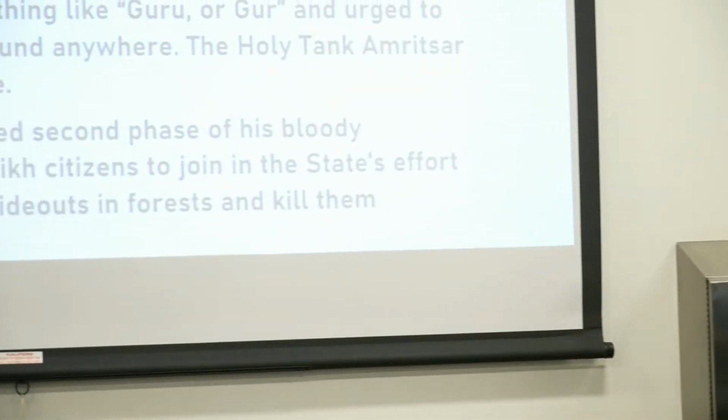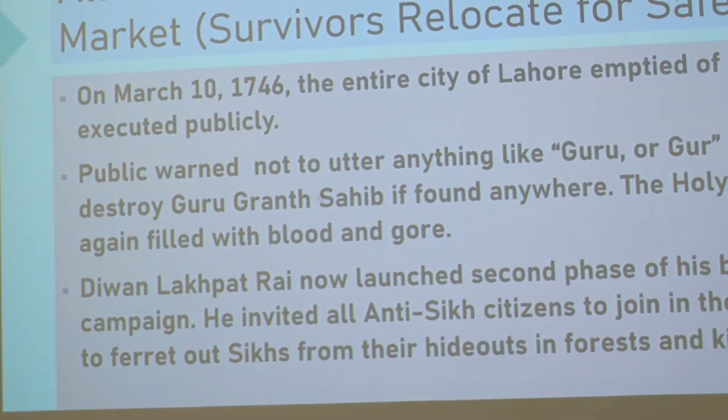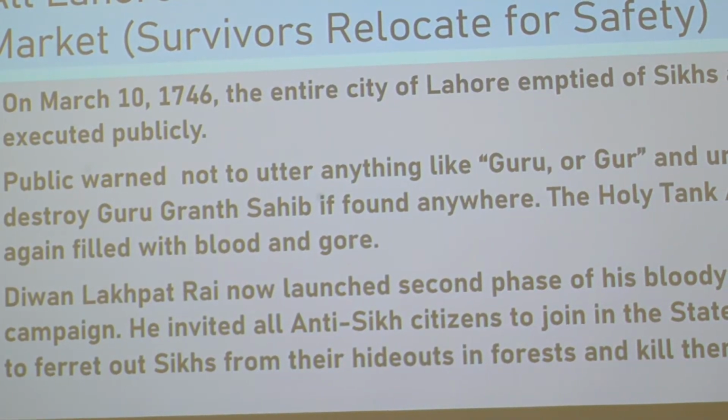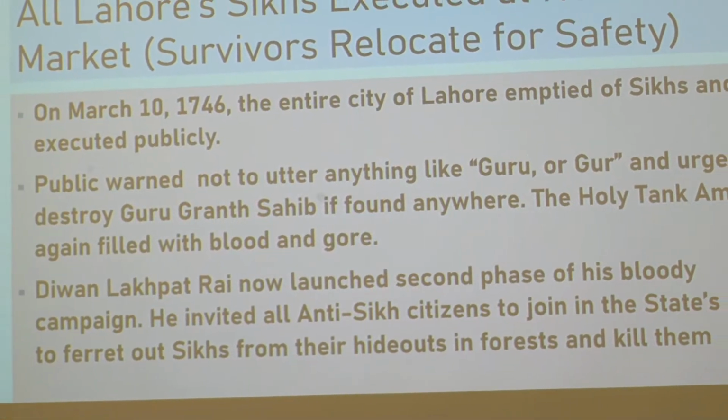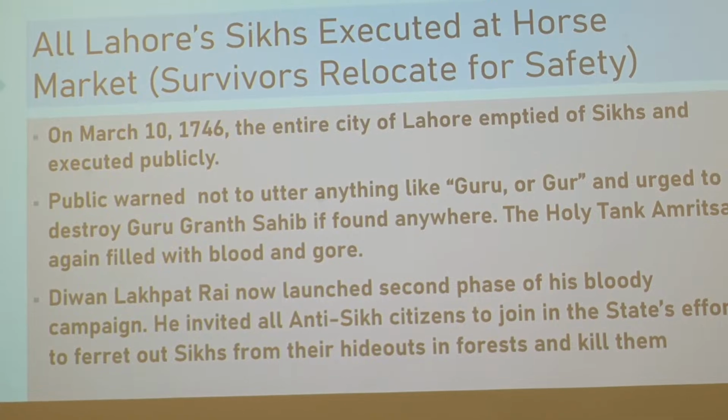On March 10, 1746, all Lahore Sikhs were executed at the Horse Market, because there was an official order that Sikhs could not live in any city, any village, or anywhere, and should be rounded up or executed. If they converted to Islam or any other religion, they could be spared, otherwise not. The public was warned not to utter anything like a guru. That was even banned. Diwan Lakhpat Rai, the main architect of the Chota Ghallughara, now launched the second phase of his bloody campaign. He invited all anti-Sikh citizens to join the state's effort to ferret out Sikhs from their hideouts in forests and kill them.